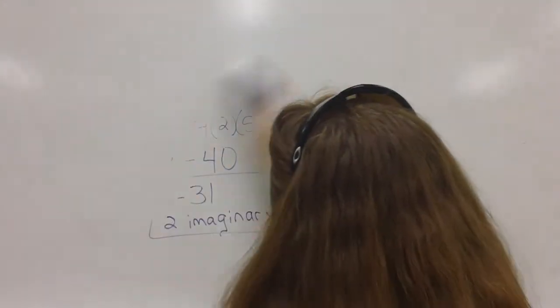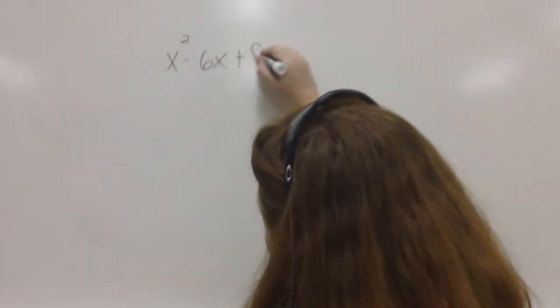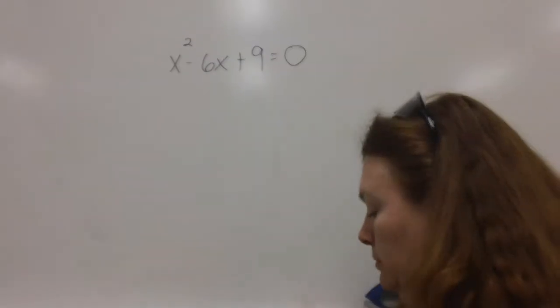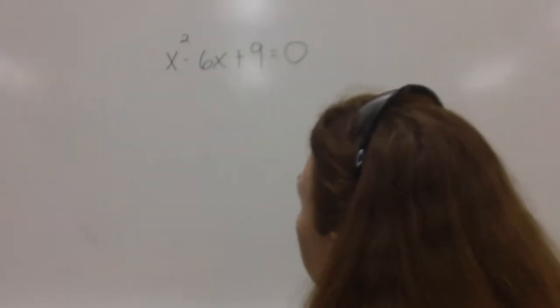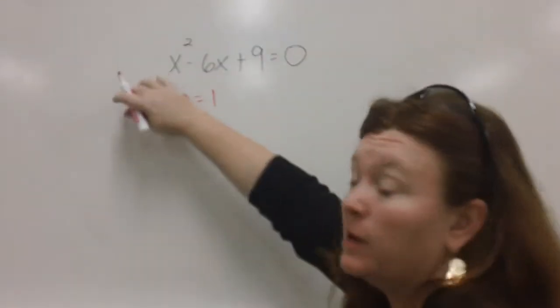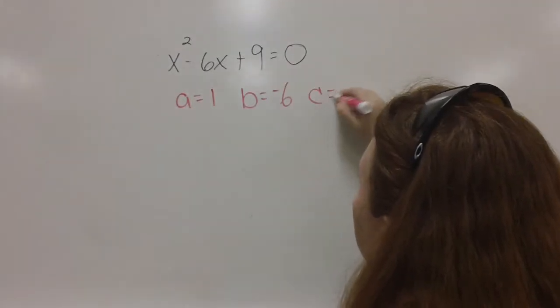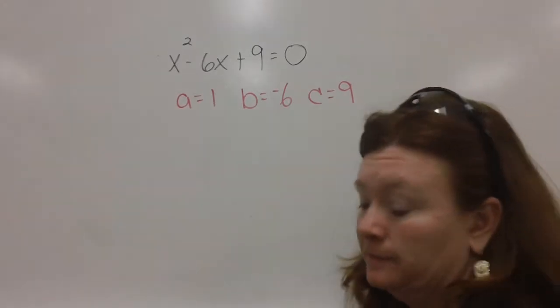What if I had x squared minus 6x plus 9? All right, what is a? A is 1, that's the number in front. B is negative 6, and C is 9.